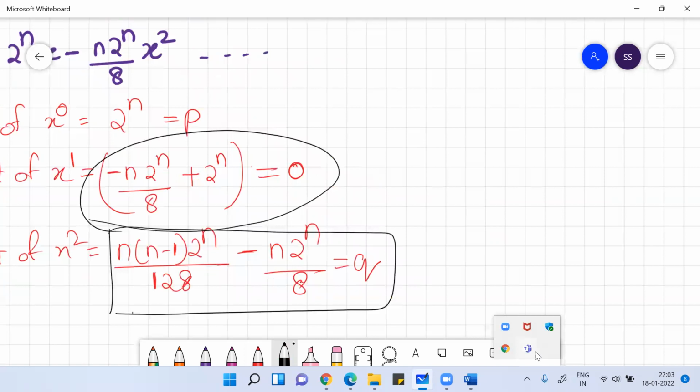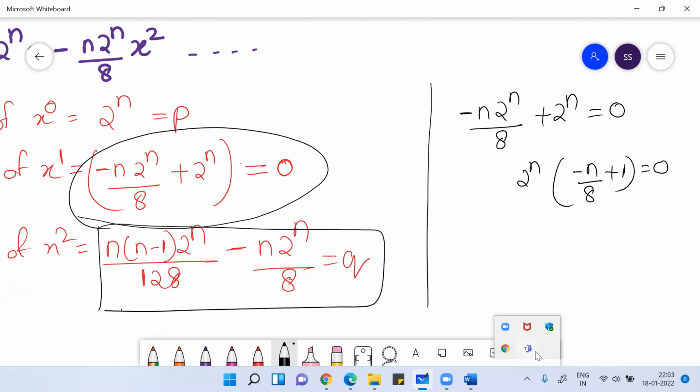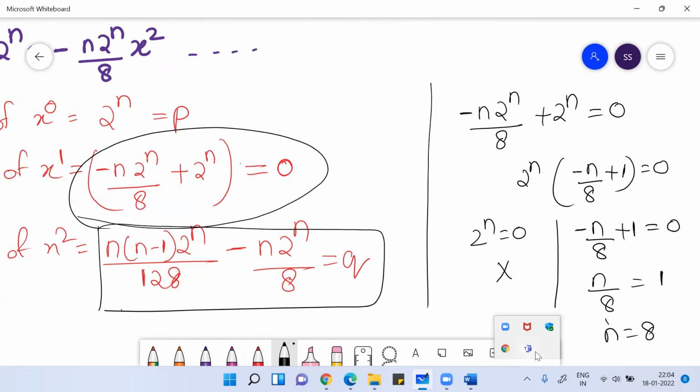So if I focus on x to the power 1 as 0, so minus n 2 to the power n by 8 plus 2 to the power n equal to 0. So if I take 2 to the power n common, minus n by 8 plus 1 is equal to 0. 2 to the power n equal to 0 is not possible, as per the law of indices. So minus n by 8 plus 1 equal to 0. So n by 8 equal to 1, means n is equal to 8. The value of n you got is 8.